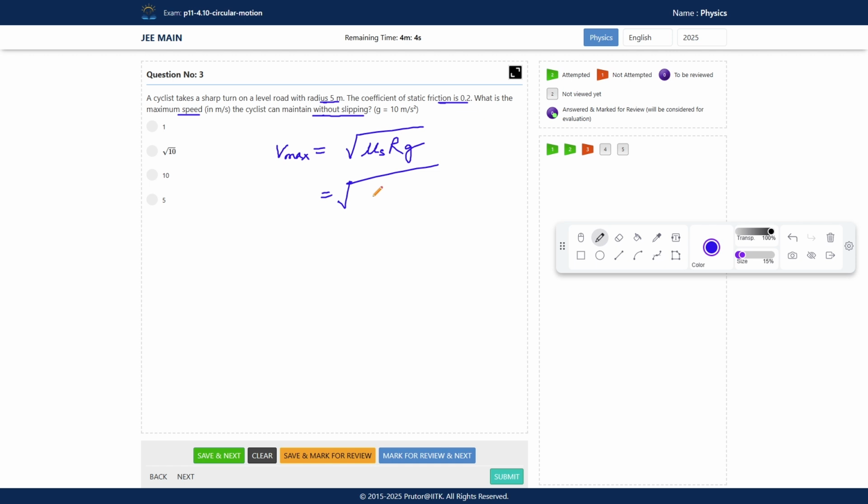Mu s is 0.2 into the value of r, 5, and g is 10. So it will be what? Under root 10 meter per second. Yes or no? 0.2 into 10 is 2, and 5 as it is. So 5 into 2, 10 meter per second.